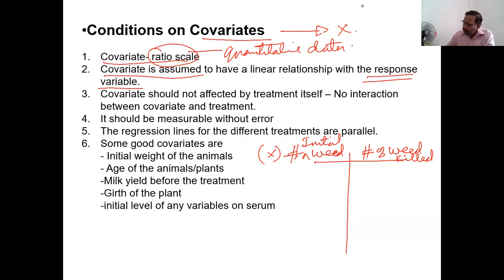In the third example, take the number of fall armyworm in the plot, and the response is the maize yield of the plot. When the armyworm number increases in a plot, what will happen to the yield? Decreasing. So it is a negative linear relationship, not positive. When the armyworm increases, the yield decreases, and when the armyworm decreases, the yield increases. It has a negative but linear relation. That is one of the assumptions we make.